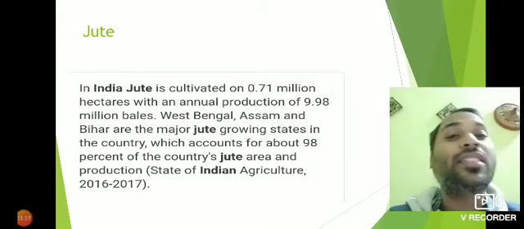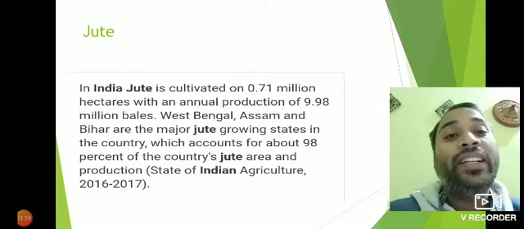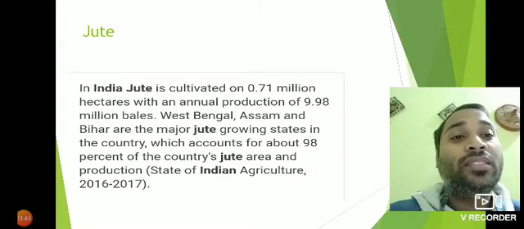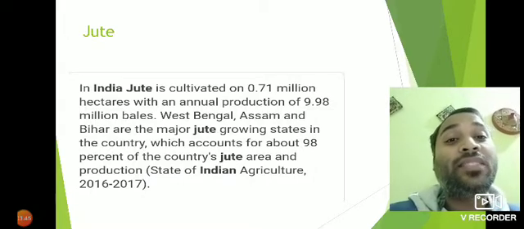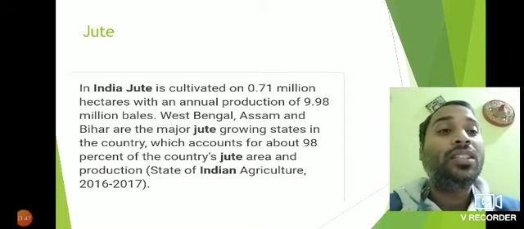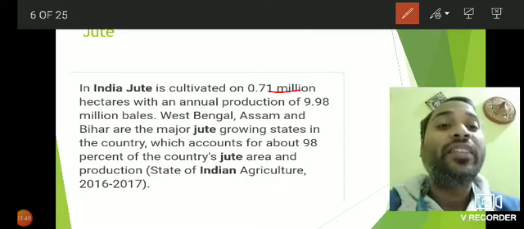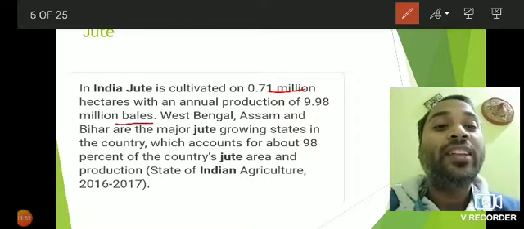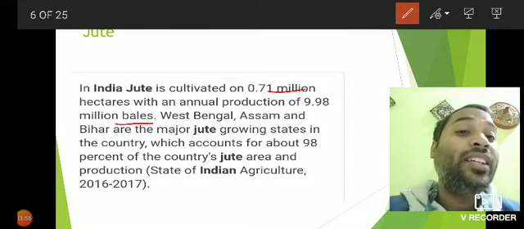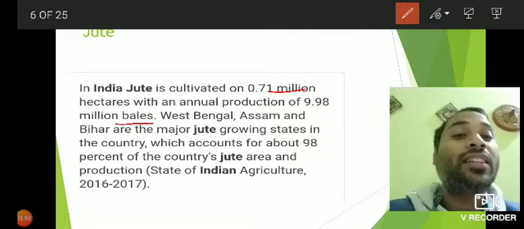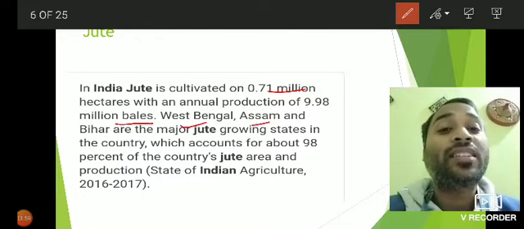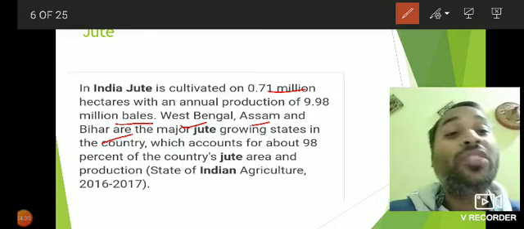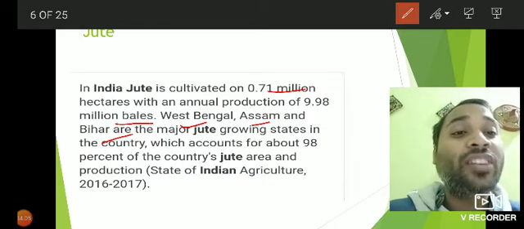Then let us discuss jute. In India, jute is cultivated on 0.71 million hectares. So this is the area in which jute is cultivated, with an annual production of 9.9 million bales. And in which states is it mainly cultivated? It is cultivated in West Bengal, Assam and Bihar. So these are the major jute producing states of India.